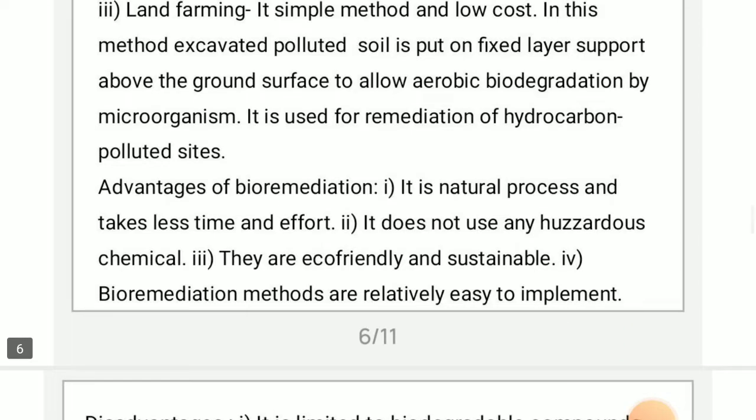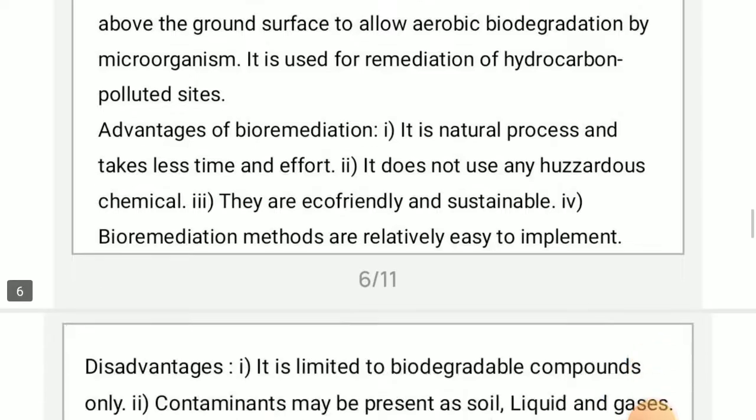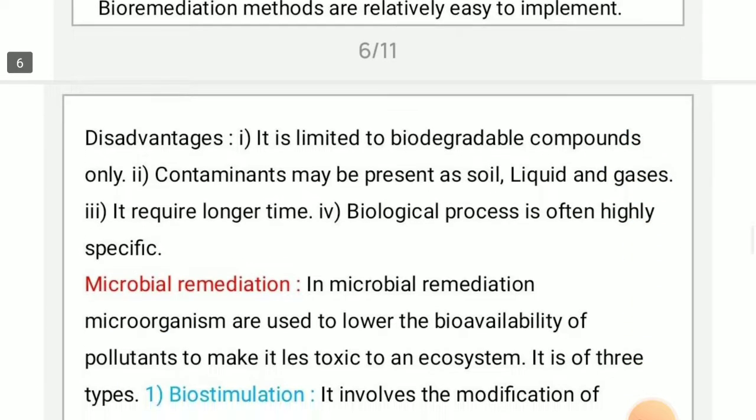Now, advantages of bioremediation: it is a natural process and takes less effort. Second, it does not use any hazardous chemicals. Third, it is eco-friendly and sustainable. And fourth, bioremediation methods are relatively easy to implement. However, some disadvantages are also there in bioremediation.